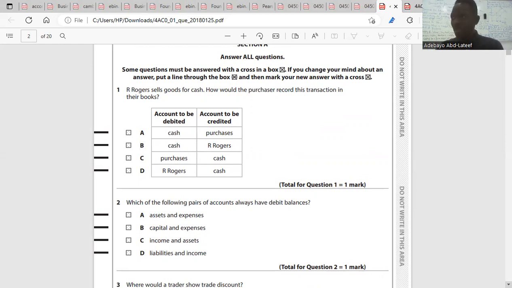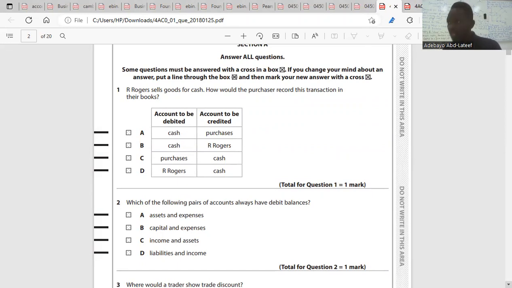How would you sell to a purchaser? A purchaser is that individual that buys from How Rogers. Do you get what I'm saying here? Let's assume how would you sold to you. So you are the purchaser. How do you record it in your own account?